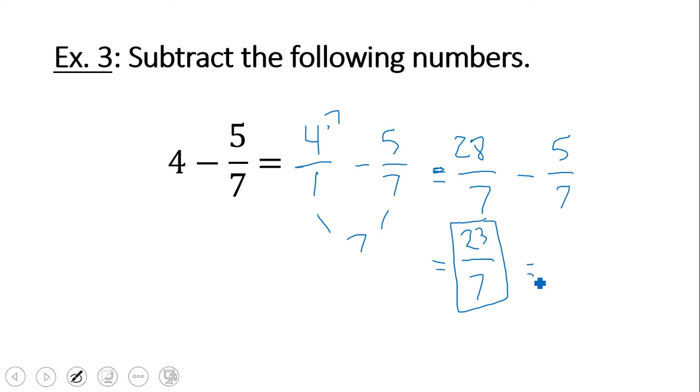Or if we want to change it to a mixed number, we would simply divide 7 into 23. Well, that fits in 3 times. All right, so 3 times 7 equals 21. So then there's 2 left over. So that answer, if we wrote it as a mixed number, would be 3 2/7.